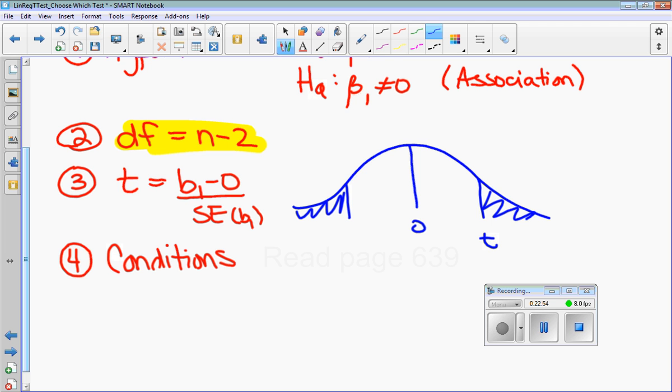The LinRegTTest, is it even in here? Yes. Okay. It's the last one. They're calling it the regression slope test. I've never heard it called that, but that's okay. But that's the test here. And there are 4 conditions, but I believe they are very much the same as the test that we've done before.